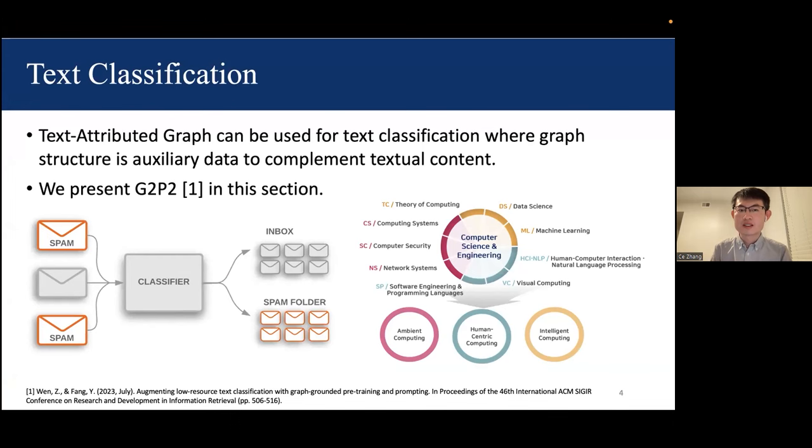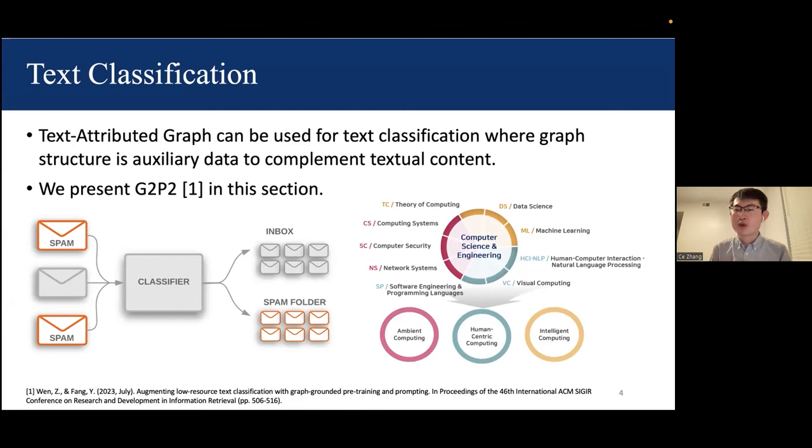And in order to design such a classifier, we need to understand the textual patterns within each email, so that we know some of the words may frequently appear in spam emails and some of other words appear in normal emails. Similarly, on the right hand side, this is the academic paper classification. So each academic paper can be classified into, for example, data science category or machine learning category or computer vision category. So we classify the papers based on the patterns or the words the paper uses.